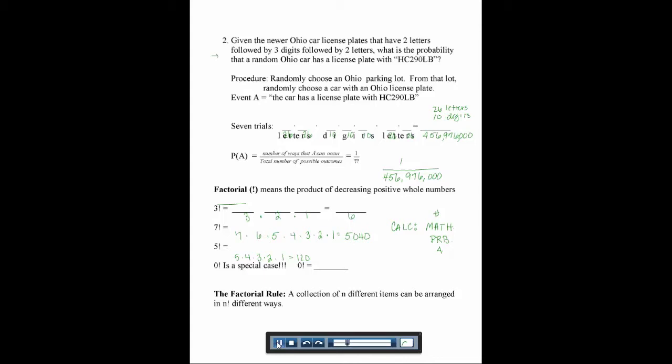Now, one thing we have to be aware of is 0 factorial. This is a special rule that 0 factorial has to equal 1, and we'll see that's important so that we're not dividing by 0 in some places. So 0 factorial is special. Now, the factorial rule says if we have n different items, they can be arranged n factorial different ways.